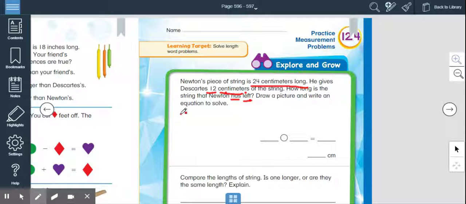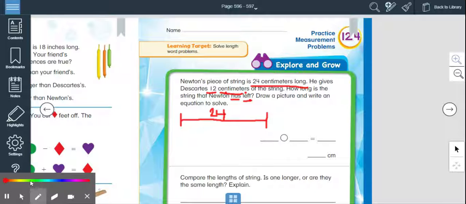Okay, so let's go ahead and I'm going to draw our string of Newton's that's 24 centimeters long. He gives 12 away. So I'm going to change the color and we are going to take away 12 because he gives that away to Descartes. So we can set up our problem.